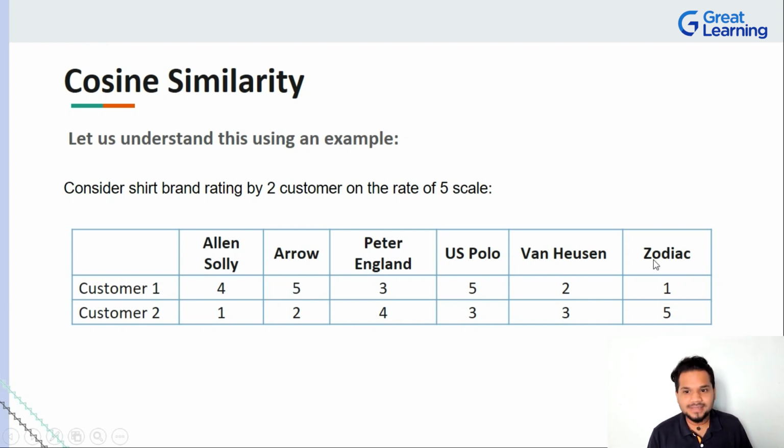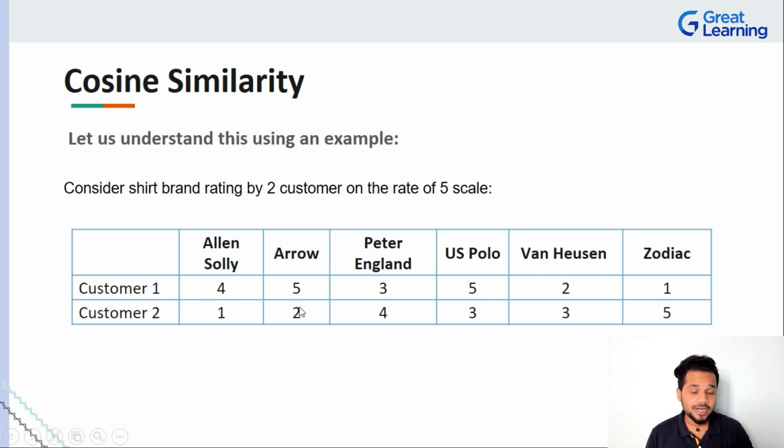Customer 1 maybe doesn't really like Zodiac. Maybe the patterns are not great. Maybe the quality of the shirt is not great. So he's given it 1. Similarly, customer number 2 is also very different in approach. Customer number 2 likes Zodiac very much and doesn't really like Arrow or Allen Solly like customer 1 does, right?